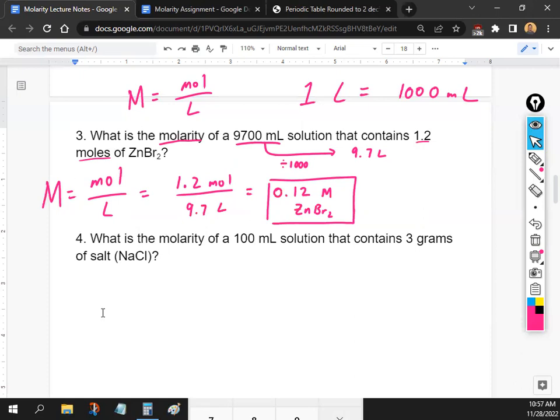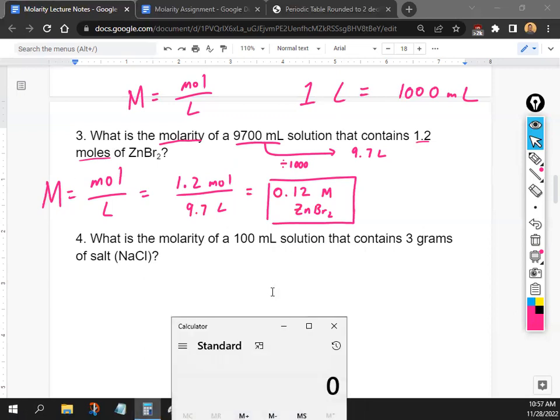Now, we can see that there's 100 milliliters, right? So what do we have to do with the milliliters before we do anything? Yeah, we want to divide it by 1,000 and turn it into liters, right? So I'm going to go to my calculator. I'm going to do 100 divided by 1,000, and that's going to give us 0.1. So we always want to make sure that we turn milliliters into liters by dividing by 1,000, okay? So that's going to be 0.1 liters. Okay, so that's the first thing you want to do. If you ever see milliliters on your problem, just make sure you turn it into liters, okay?